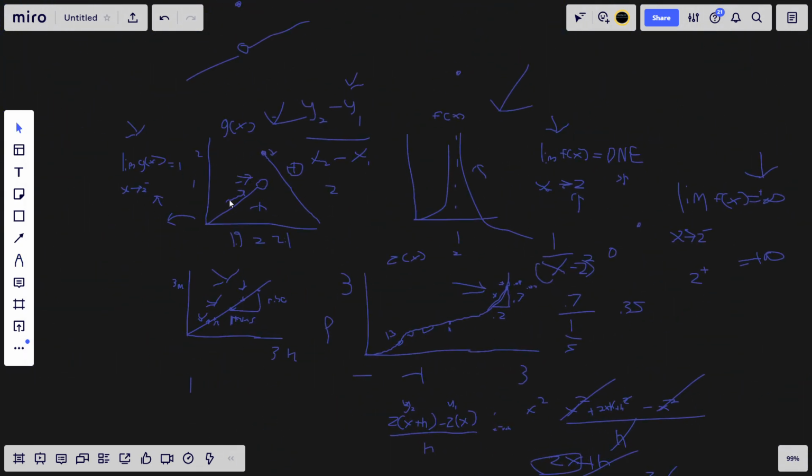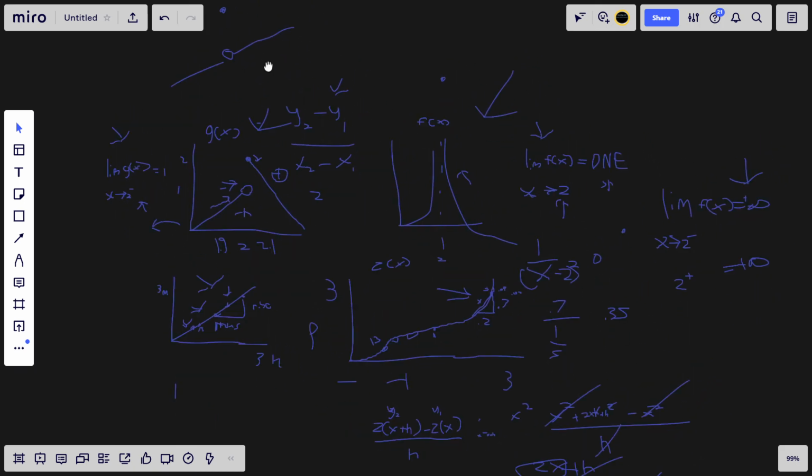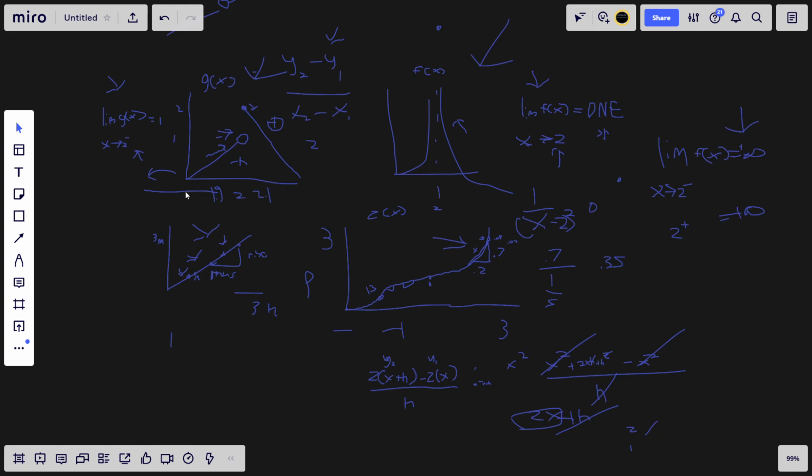We did limits, one side, two side, I talked about removable, non-removable, and we figured out how it works using physics as an example.